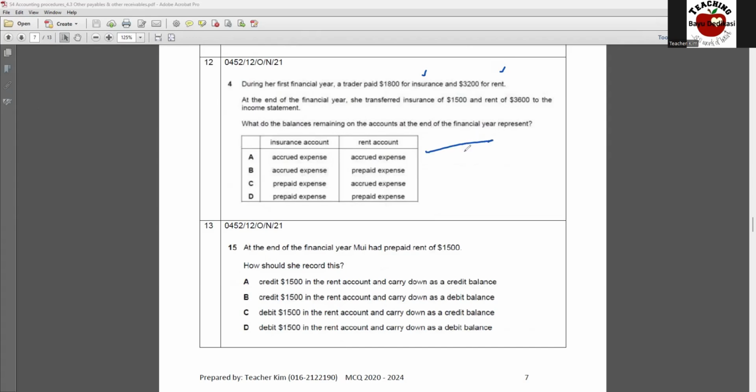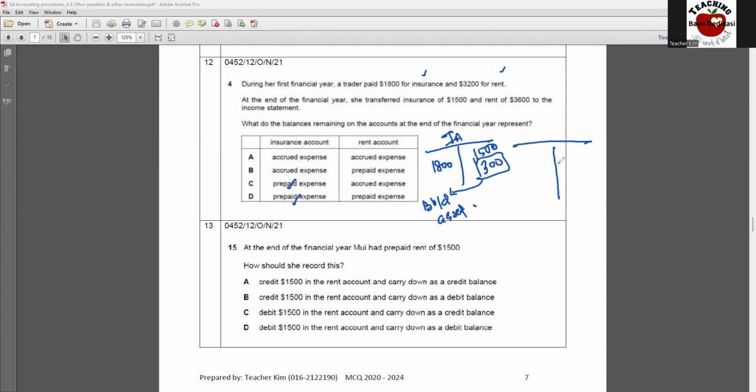So here, you open the insurance account. So insurance account, you pay 1,008. They say they transfer 1,005 to the income statement or the profit or loss. The difference 300 is a balance CD. Balance CD transfer to here become balance BD. That means this is an asset, current asset. So this one is a prepaid expense. Insurance is a prepaid expense.